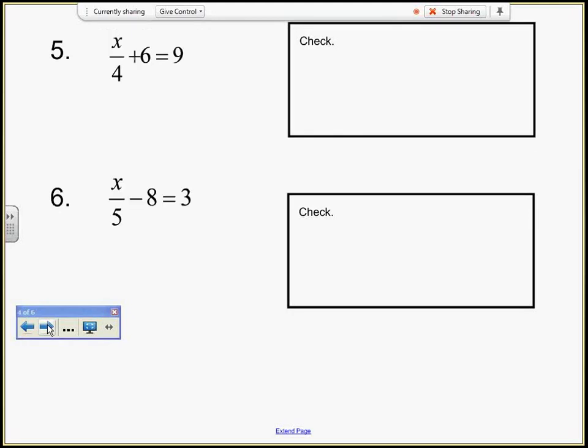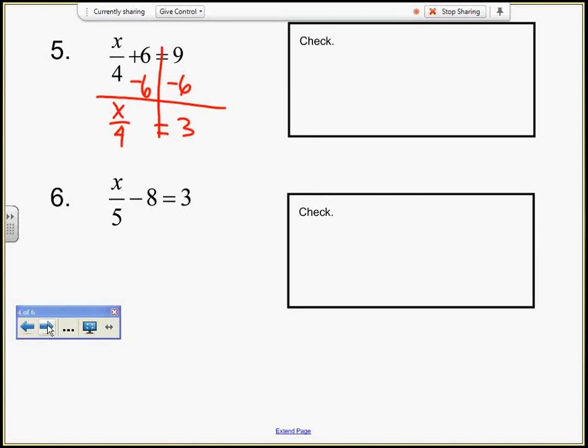Okay, now let's look at this one. Looks complicated. It's really not. I know that first I'm going to handle my addition and subtraction, and then I'm going to handle my multiplication and division. So first I'm going to handle this, and then I'm going to handle that. Here we go. I want to get rid of 6 on this side because I need to isolate my variable. So I'm going to subtract 6 from both sides, and I end up with x over 4 is equal to 3.